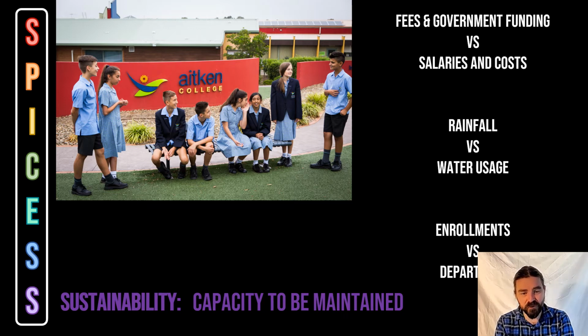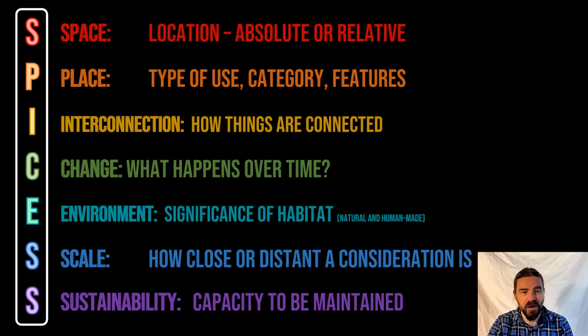We can also look at sustainability of student numbers, how many new students are enrolling versus how many are leaving the school. And then obviously we could look at all the sustainability features that Aiken has with the environment, as mentioned, revegetation and improving the wetlands and stuff like that. And that's them all. SPICES: space, place, interconnection, change, environment, scale, sustainability.